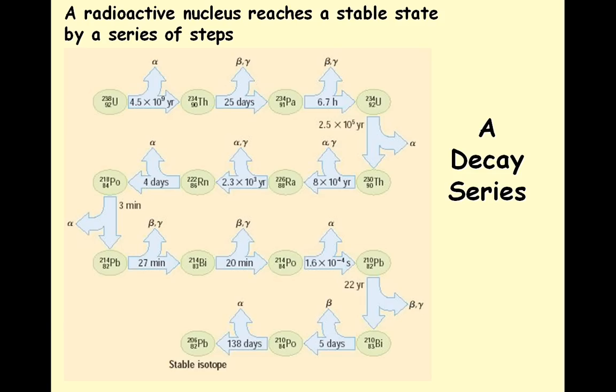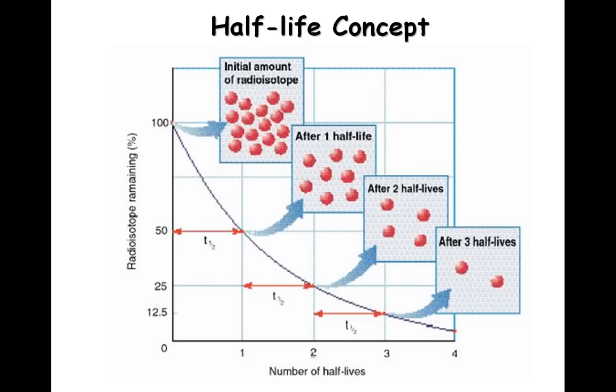As it decays, there is also a half-life associated with the decay, and that's what we want to take a look at next. So this is the stepwise decay of uranium-238 all the way down to its most stable end isotope, which is lead-206.